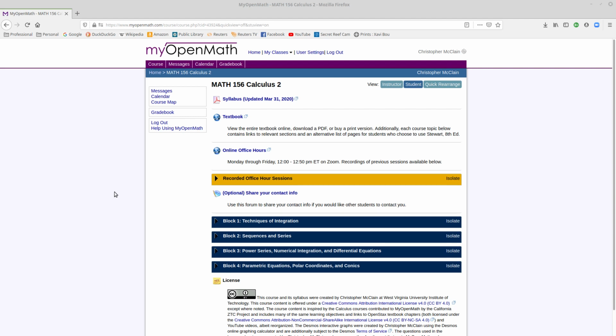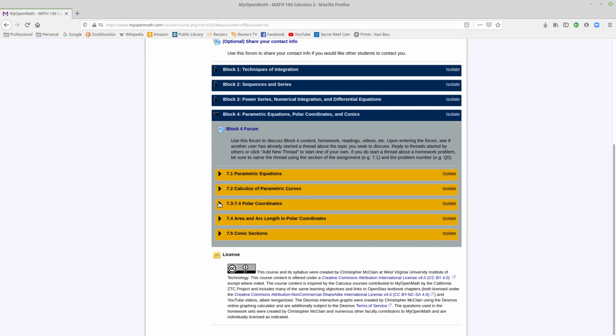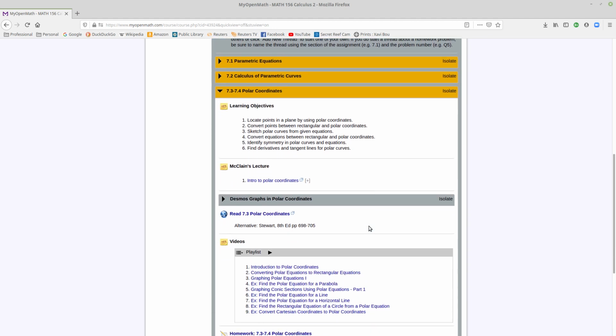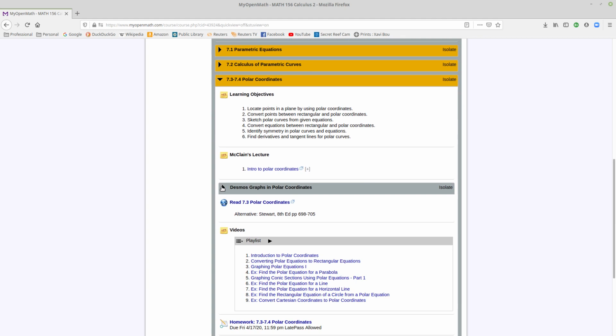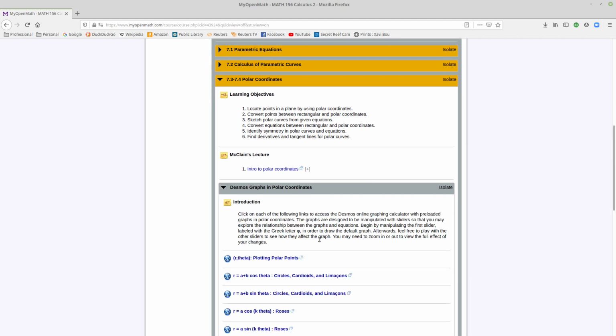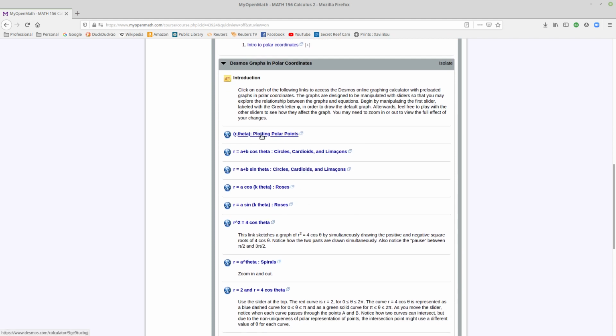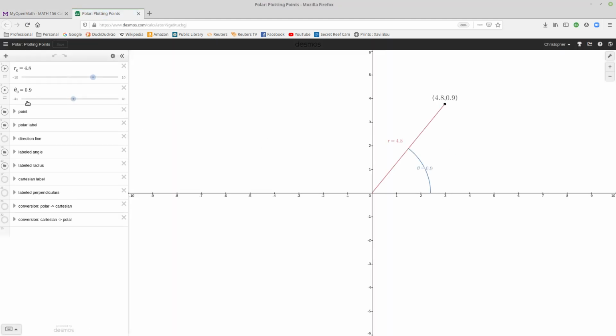And so in My Open Math, if you scroll down to our current block of material and we go to 7.3 to 7.4 polar coordinates, we can see an entire block here for the Desmos graphs and polar coordinates. Now, as I promised, there is a link here to the previous graph that was discussed in the video on plotting points, and so you can manipulate the r and the theta and experiment with some other things as well as you see fit.